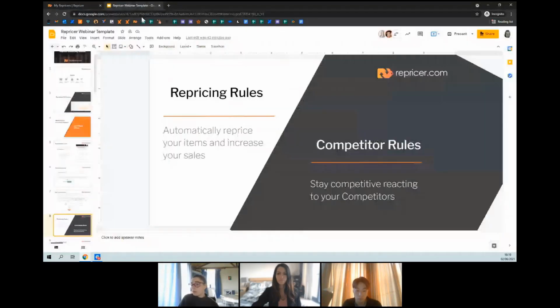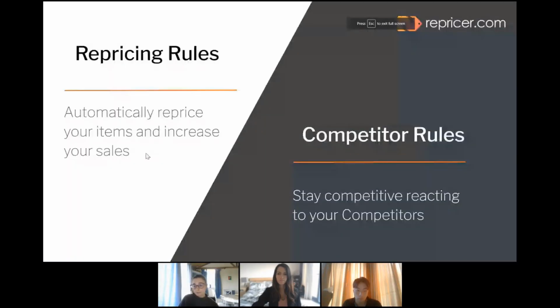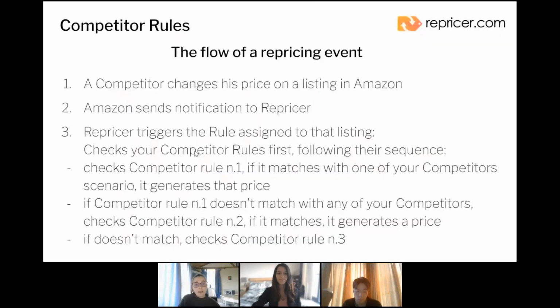Let me show you another thing here. So now that we have seen a bit the competitor rules, this is going to be the flow of our pricing event. So that's going to help us understand this even better. So just to say it again, the first thing that will happen is a competitor changes his price on a listing in Amazon. So Amazon sends a notification to Repricer, and Repricer triggers the rule that is assigned to the listing. So Repricer checks your competitor rules first, following their sequence.